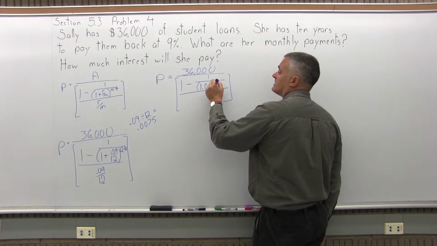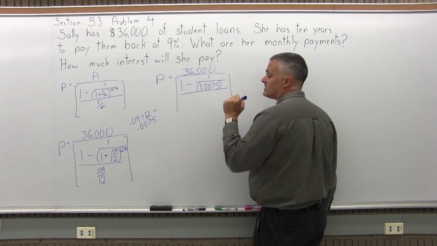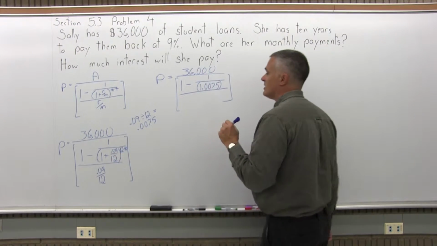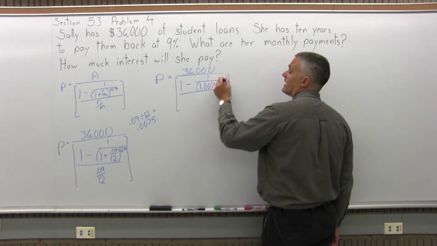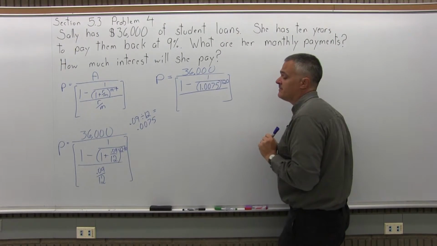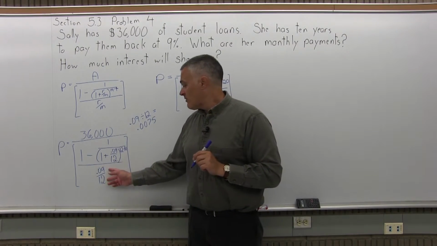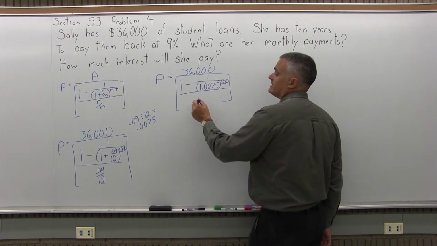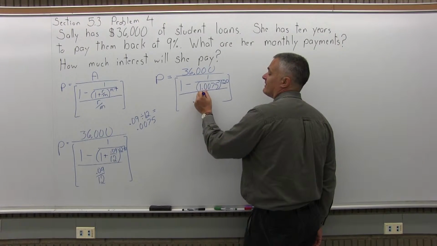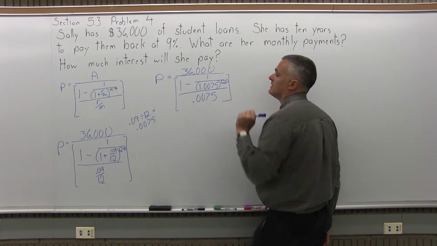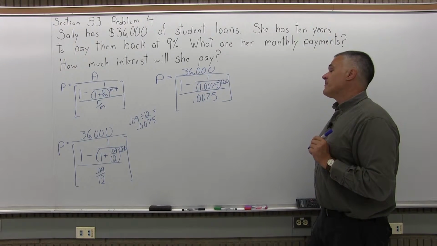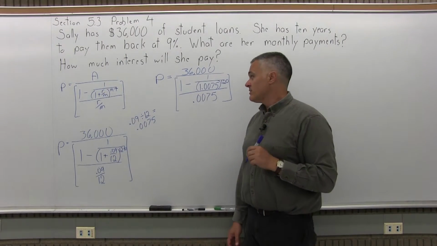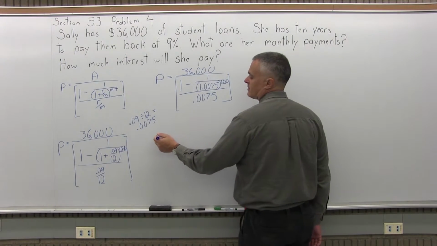And that 1.0075 is in parentheses, and it's raised to a power of m times t, which is 12 times 10. So the exponent is 120. And in the denominator of my brackets, I have 0.09 over 12 again, which I can simplify to 0.0075. So now I have a large exponent of 120th power that needs to be dealt with when we move to the next step of the process.